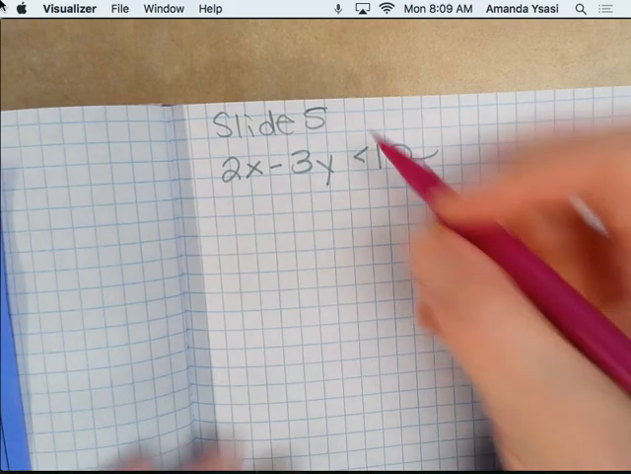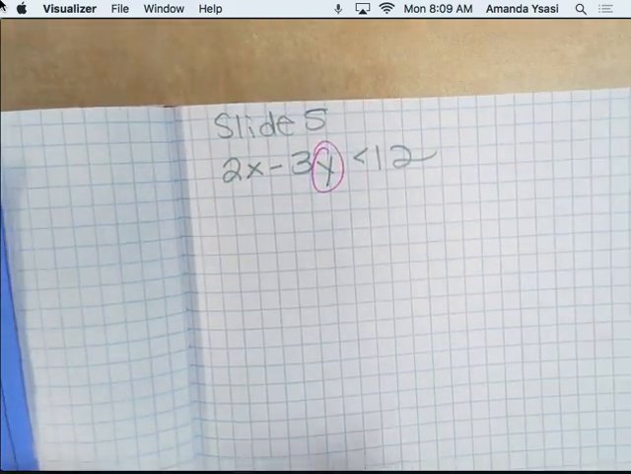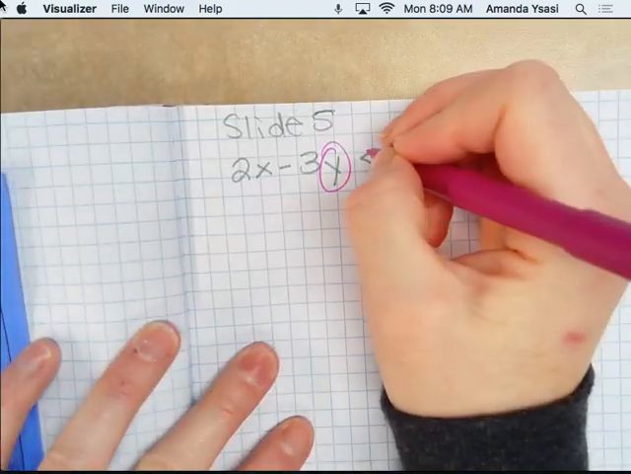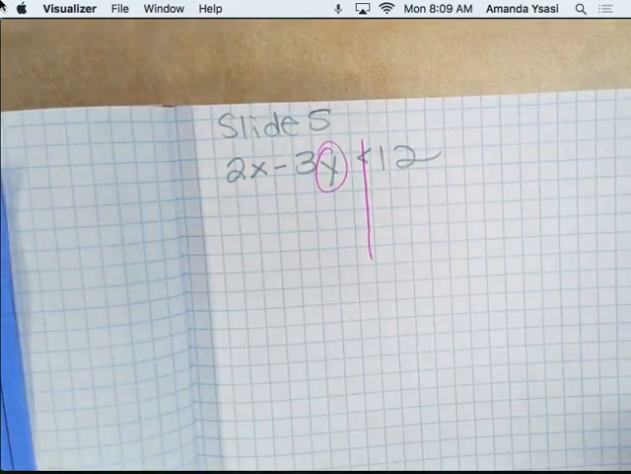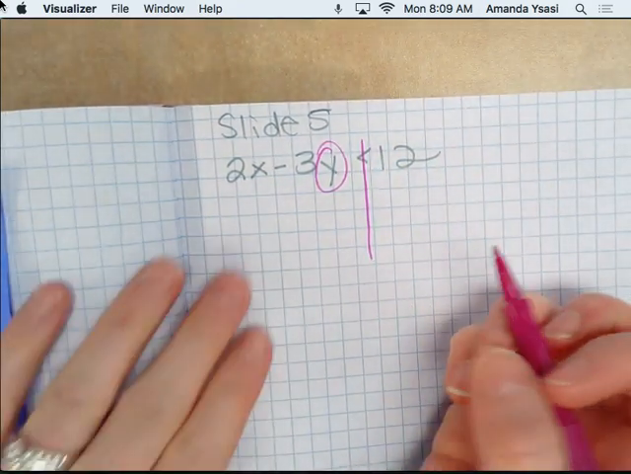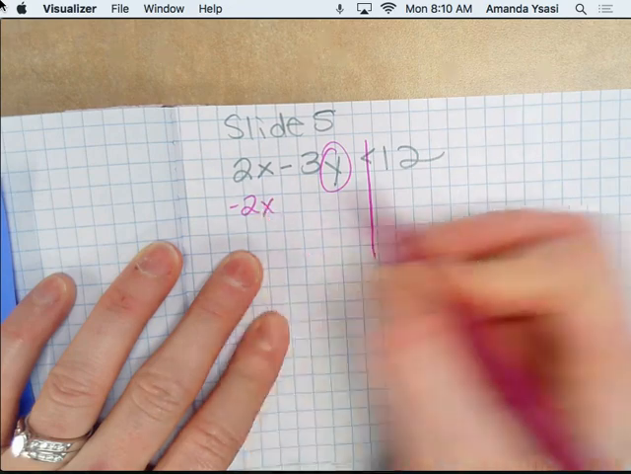So we're solving for y. So we need to get y by itself. I circle y just to help you. Draw your line down your inequality symbol just like you would if it was an equation. And then solve it. So minus 2x on both sides.